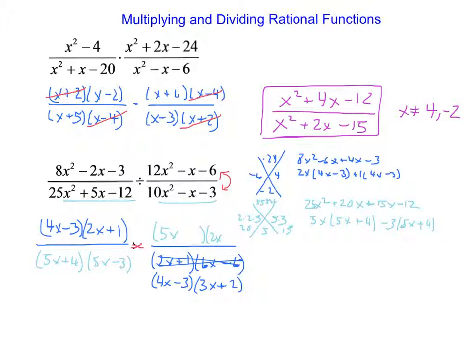Oh, wait, am I looking at the right thing? One of these is going to have a 3. The only way to get 3 is 3 and 1, so it's got to be 5x minus 3, and that's going to be a plus 1. Double check this. 10x squared plus 5x minus 6x. That's the minus 1x, and there's the minus 3. Okay, so we were able to factor that one.